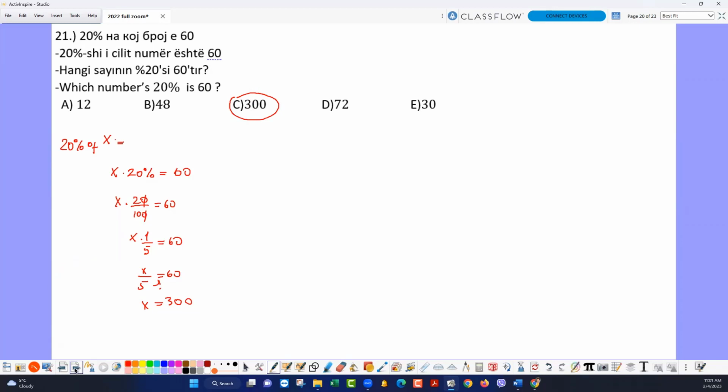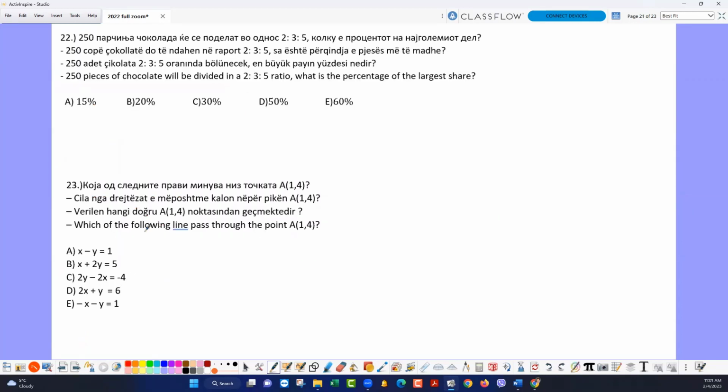Okay, and the next one here, it's 22 and 23. I'm going to try to continue quickly. Here, 250 pieces of chocolate will be divided in a 2, 3, and 5 ratio. What is the percentage of the largest share? Here, firstly, this is the largest share, 5. If you write in fractions, first you should add them, 2 plus 3 plus 5, which is equal to 10.